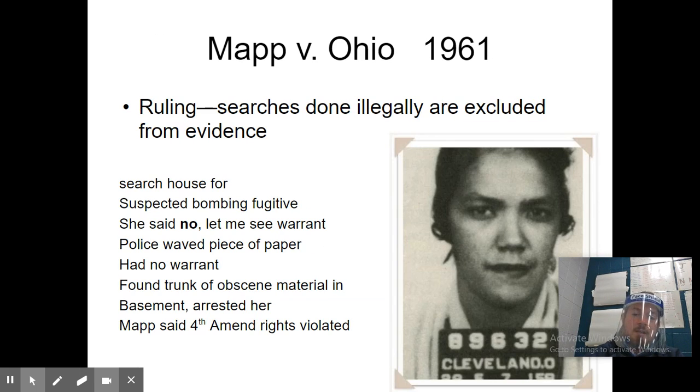Mapp v. Ohio, this lady's home was searched without a warrant, and there was no clear and present danger. There were no gunshots heard. It was done off of a tip that they knew that some illegal activity was being done there, but they never went and got a warrant. So since they never went and got the warrant, none of the evidence they found in the house could be admissible in court. So basically, she got off even though she was doing something wrong. And this is, again, why the process is so important of getting a warrant, going through due process.